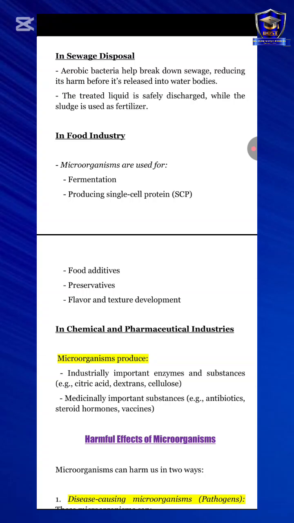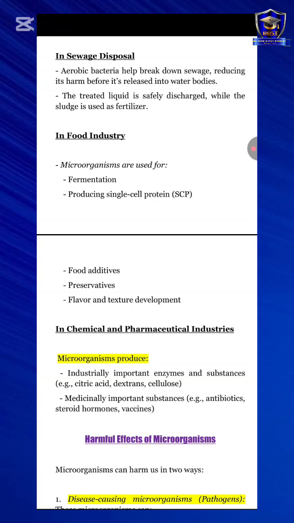Okay, after breaking it down, you have a liquid part. That liquid part is safely discharged because the harmful stuff inside has been removed by these microorganisms. So the liquid part can be disposed into water bodies without causing any harm. And the sludge that is left can be used in the production of fertilizers.